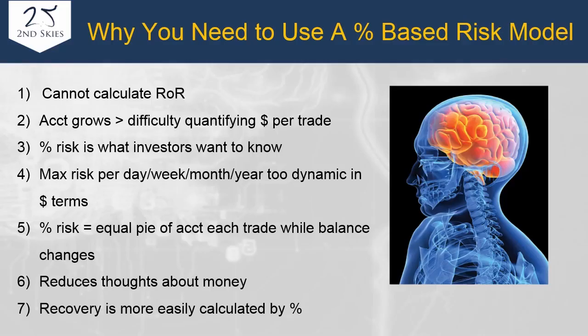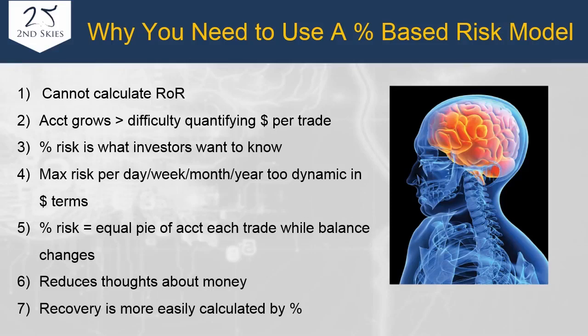Otherwise, recovery as a whole, which gives you more information? I need to make $45,000 to get back to break even, or I need to make 100% return to get back to break even. We know exactly which one is more informative, which one paints the picture more clearly. I could give other reasons, and maybe when we go into more advanced calculations about performance and risk and management, we can dive into why you need to use this model, but it should be pretty clear at this point why you need to use a percent-based risk model.